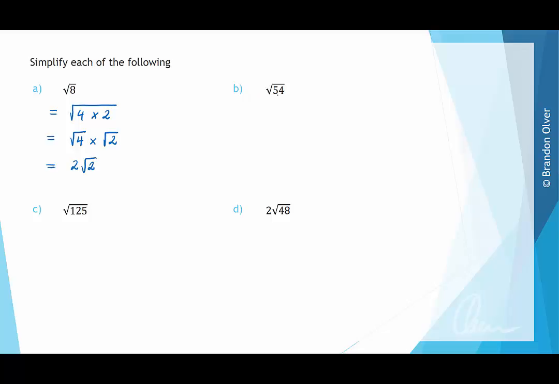For part B, we have the square root of 54, and once again we need to see if there are any perfect squares that are a factor of 54. So we can identify that 54 has 9 as a factor, and we have 9 times 6 as giving 54. Therefore we can write this as the square root of 9 times the square root of 6, and the square root of 9 is 3, meaning the square root of 54 can be written as 3 root 6.